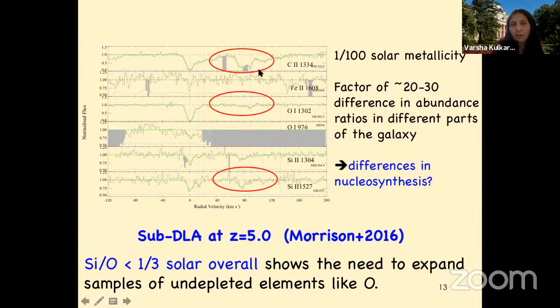So for example, here you can see there's a lot of carbon, a lot of silicon, but no oxygen. And if you even add up all the components here, the ratio of silicon to oxygen is less than a third solar, which is surprising considering both silicon and oxygen are alpha elements. So probably this means that silicon is indeed depleted in this absorber by a substantial amount.